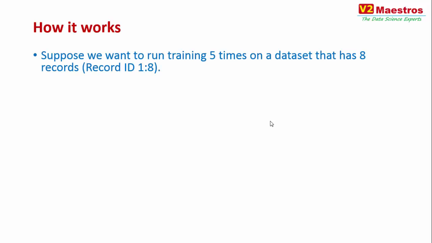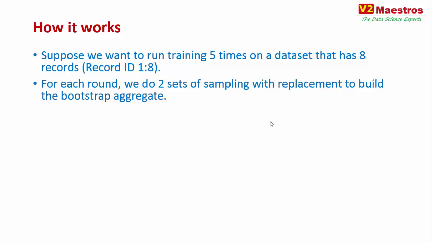Suppose we want to run training 5 times, or build 5 models on a data set. Let's say that data set has 8 records. So how do you do that? For each round we want to do 2 sets of sampling, and this is called sampling with replacement. It is called sampling with replacement because when you pull a sample out of the overall population, you put the sample back. So the next time you sample again, that row you pulled earlier can actually occur again. That is what is called sampling with replacement.